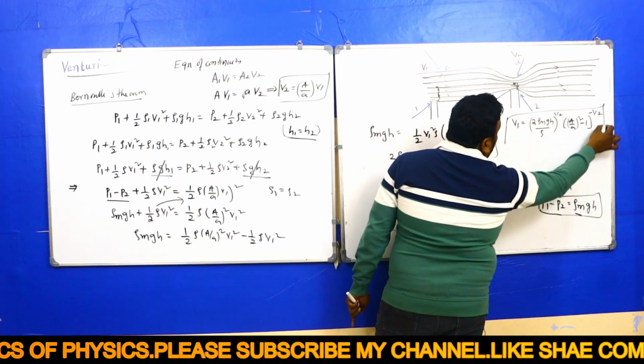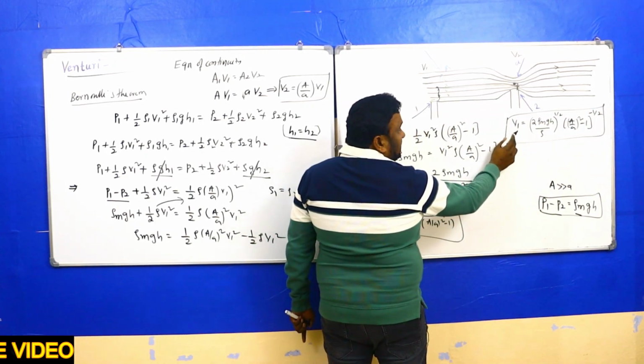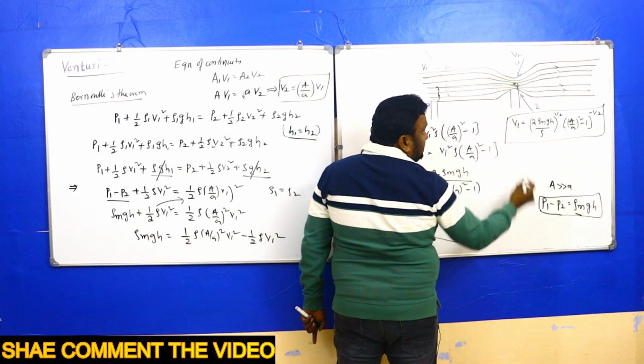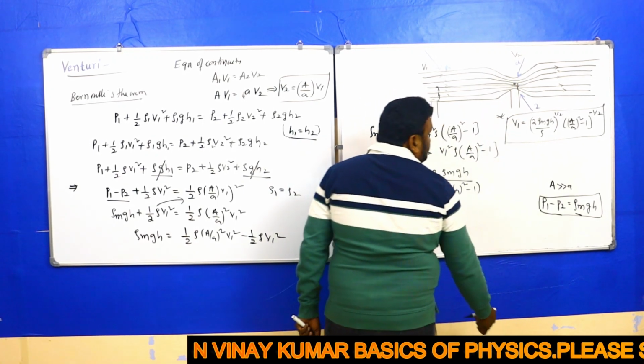So this is the formula for the velocity of the incompressible fluid when it is passing through a pipe in a Venturi meter. Clear?